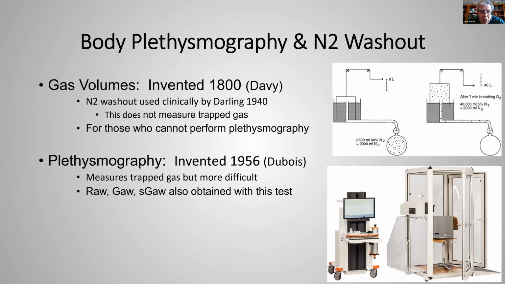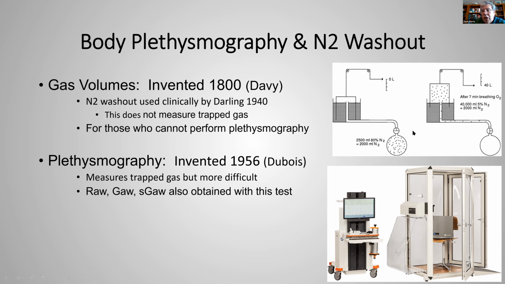The ways we measure body volumes, we're going to start with talking about volumes. Essentially, we have two methods that we use: body plethysmography and nitrogen washout. To give a little bit of history, the way to measure gas volumes was, believe it or not, first invented back in 1800 by a scientist named Davy, and it first came into clinical use by Dr. Darling in 1940. We understood the limitations then: it does not measure trapped gas, but we still use it commonly in those who cannot or are unable to perform plethysmography.